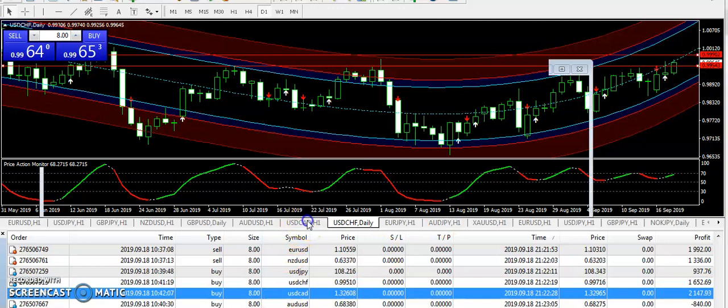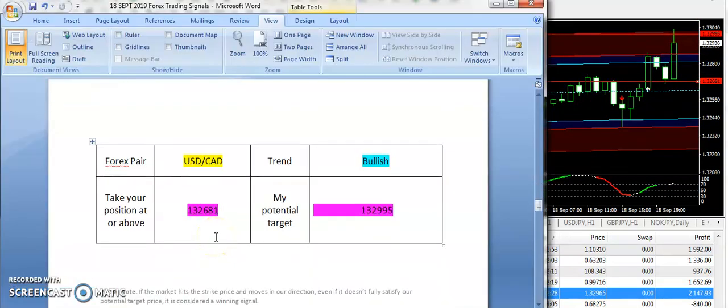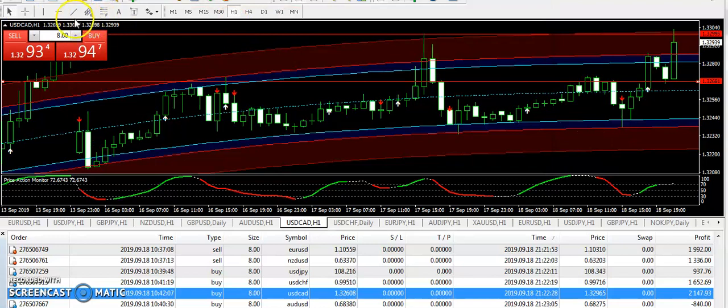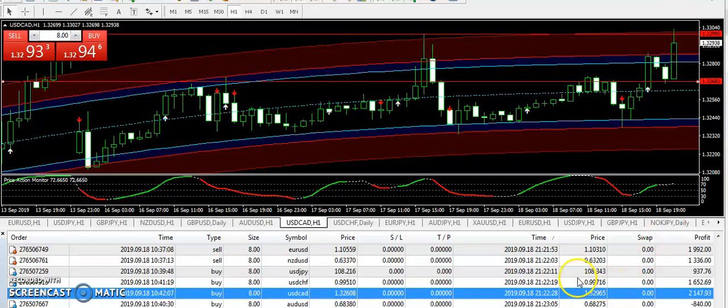Next we are going to talk about another good trade that has completely hit the target price, USD Canadian dollar, with a bullish trend from 1.32681 and 1.32995 was the target price. And guys, you can see the market exactly hit the target price with no problem. It broke the entry from here, and after that it went up. So congratulations to the traders who have taken positions on this pair, and there was a losing trade on AUD USD. We do not talk about the losing trades. So guys, this is all about today's analysis.